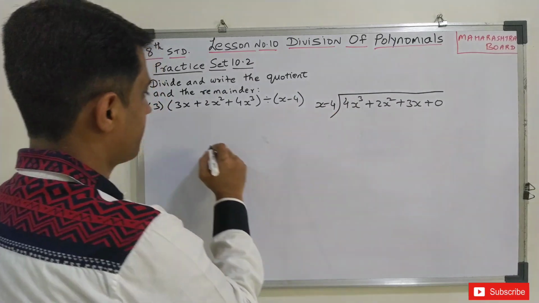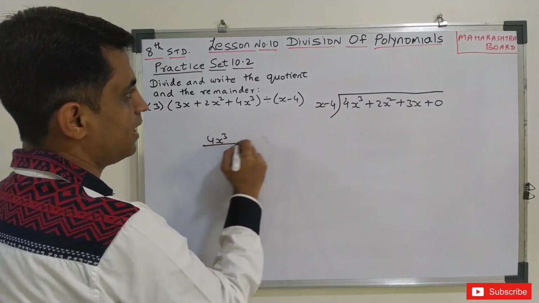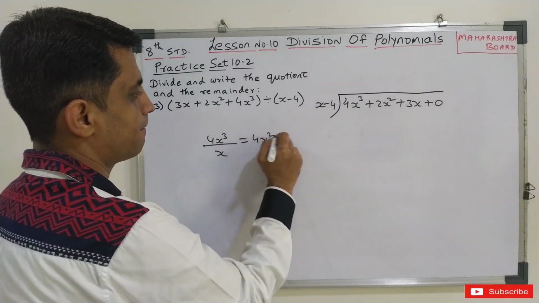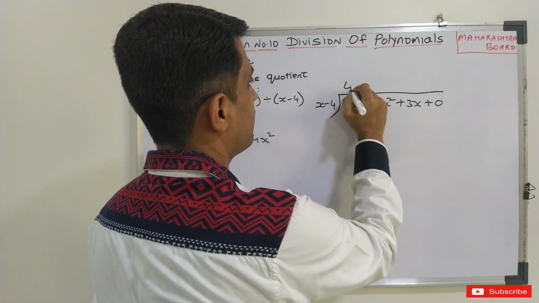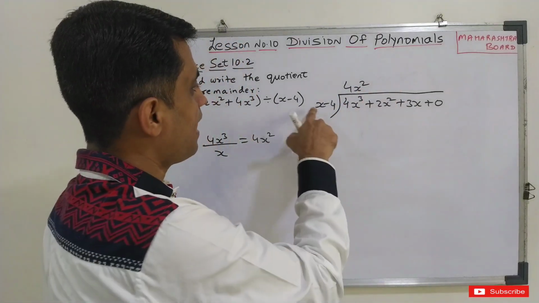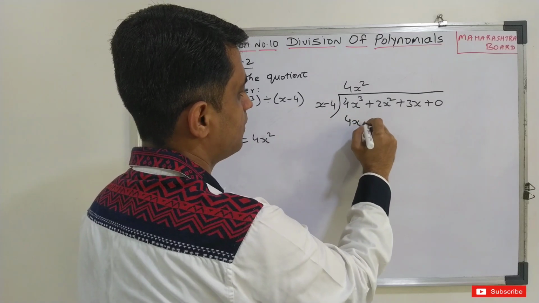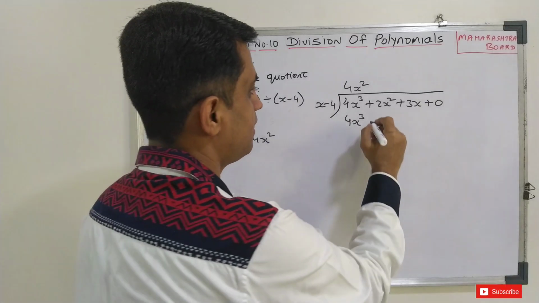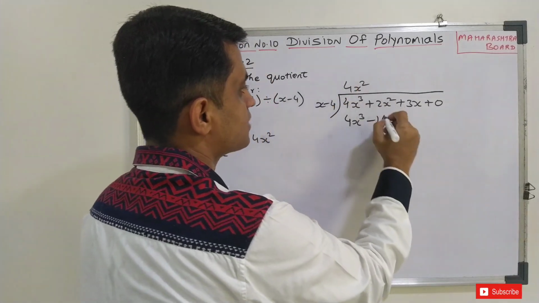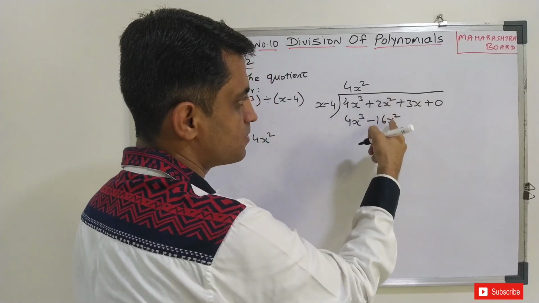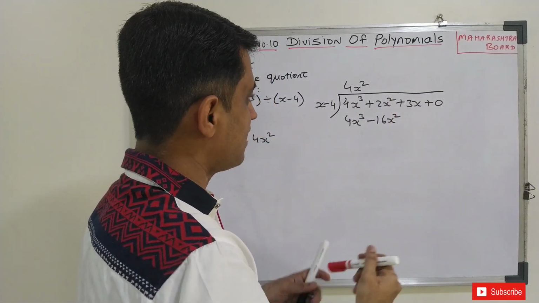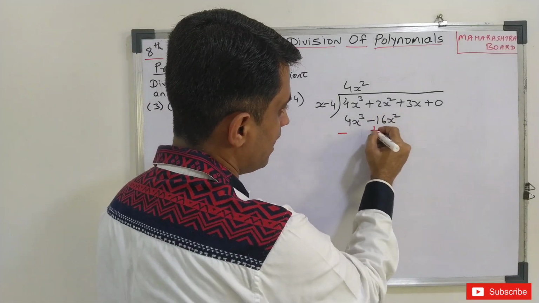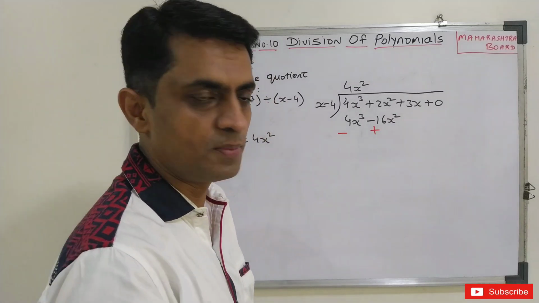Now what is the first step? 4x cube divided by x. Your first step, divided by x, so you will get 4x square. So here we are writing 4x square. Now x into 4x square is 4x cube. Minus 4 into 4 is minus 16, so minus 16x square. See, you are writing like terms below like terms. So now here the sign will change. Minus का हो जाएगा plus. Sign has to be changed.